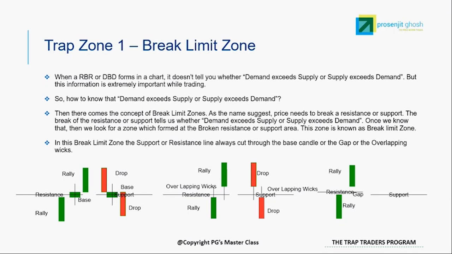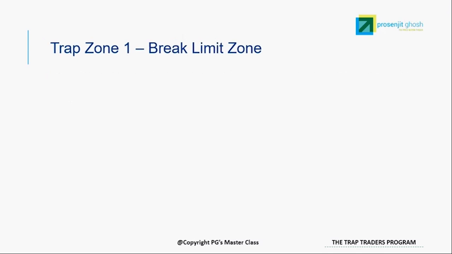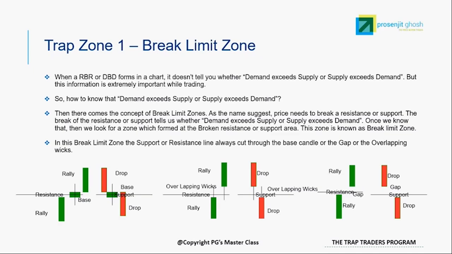Same way, this is a support, price is coming down, and suddenly next day price gaps down below the support and closes below with a momentum candle. We call this a supply break limit zone with a gap. And the support line should cut through the gap only. The support line should not cut through the moving candle. That is very important.